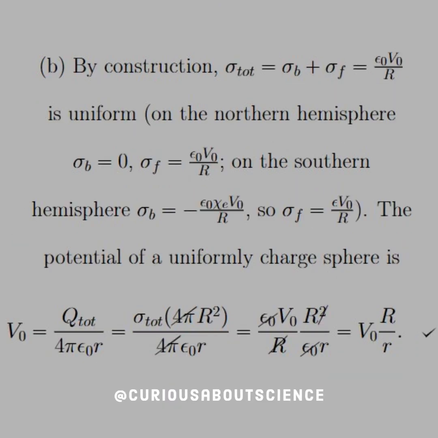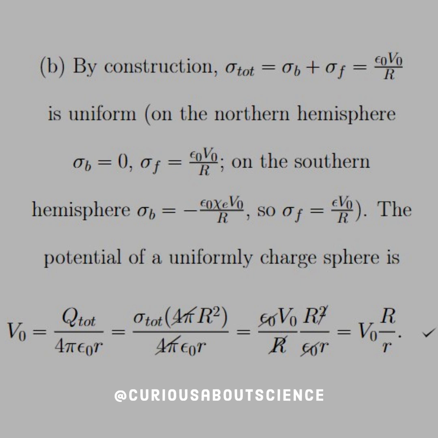For B, by this construction, we know that the total surface charge is equal to the bound charge plus the free charge, which is all equal to epsilon naught V naught divided by R. And we know that this is uniform. On the northern hemisphere, the bound charge sigma b is equal to 0. Thus, the free charge is equal to epsilon naught V naught over R. On the southern, the bound charge is negative, as we found in part A, and so the free charge is equal to epsilon V naught over R. Again, note that epsilon there is equal to epsilon naught times 1 plus chi-e, and that's where we get the cancellations to ensure that the total is still equal to epsilon naught V naught over R.